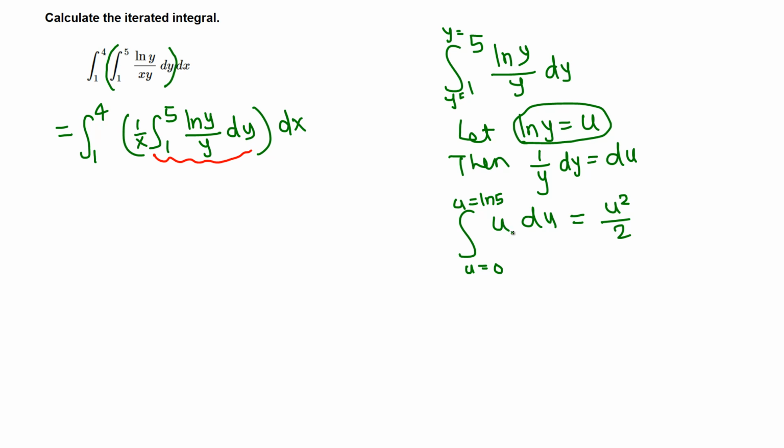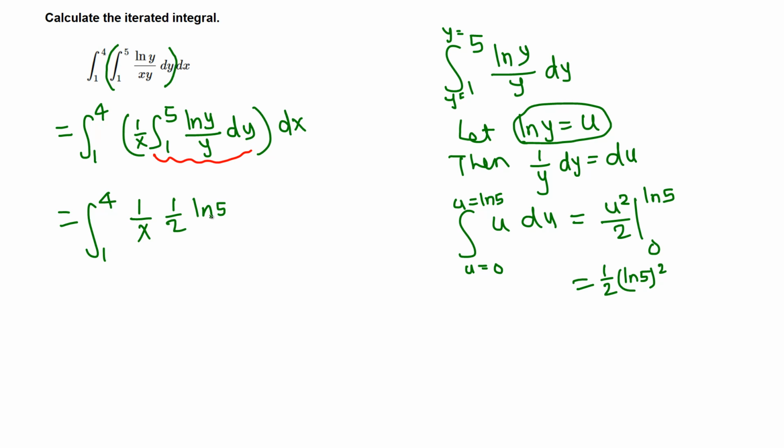Now we can integrate u with respect to u, so this is just u squared over 2, like x squared over 2, and we go from 0 through ln 5. Now upper limit minus lower limit, but the lower limit gives 0 squared over 2, just 0, so the upper limit, 1/2 ln 5 squared. So this is in fact the integral from 1 through 4 of 1 over x times 1/2 ln 5 squared, which is a decimal number, dx.